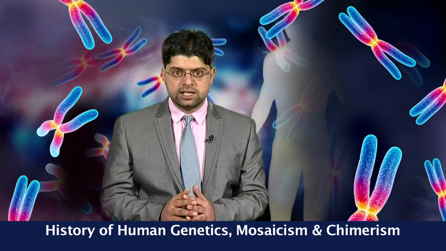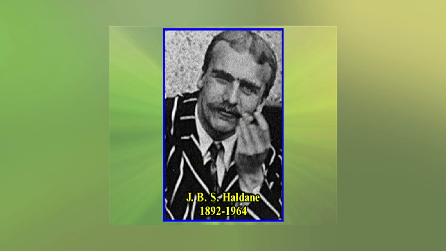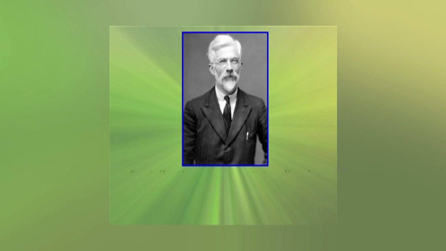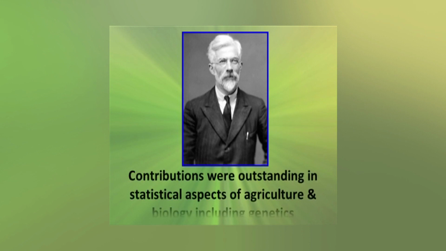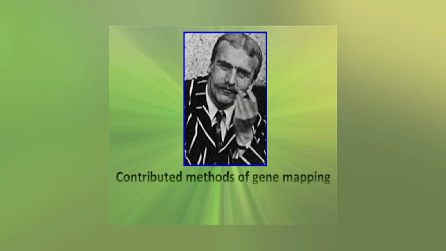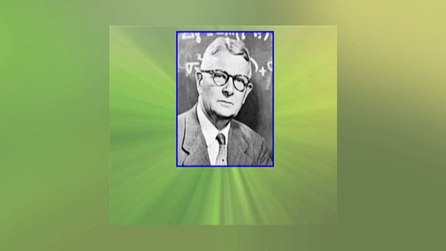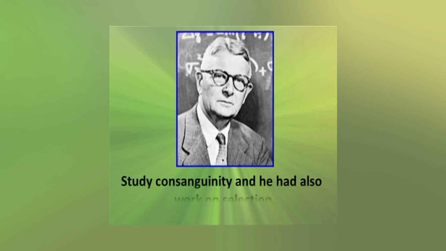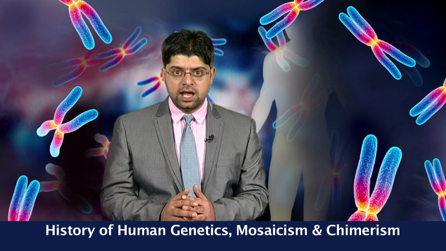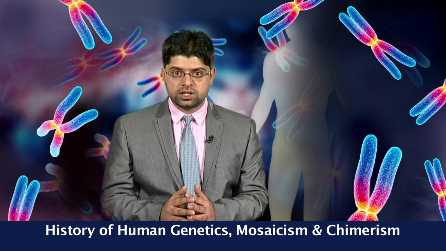Important contributions to studies in population genetics were made notably by Ronald Fisher, J.B.S. Haldane and Sewall Wright. Fisher's contributions were outstanding in statistical aspects of agriculture and biology, including genetics. Haldane contributed methods of gene mapping, ideas of linkage and calculation of mutation rates. Wright was the earliest to study consanguinity, and he also worked on selection. In 1940, A. E. Mirsky and A. W. Pollister separated the DNA from the chromosome and found that the DNA maintained the same composition in all human beings.